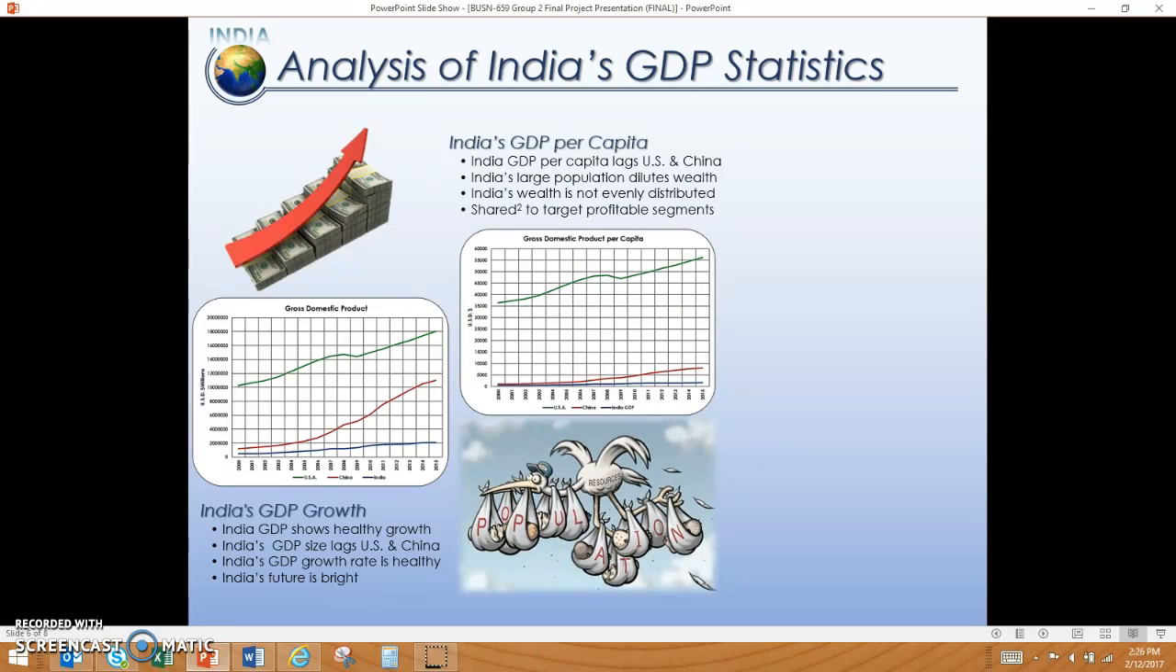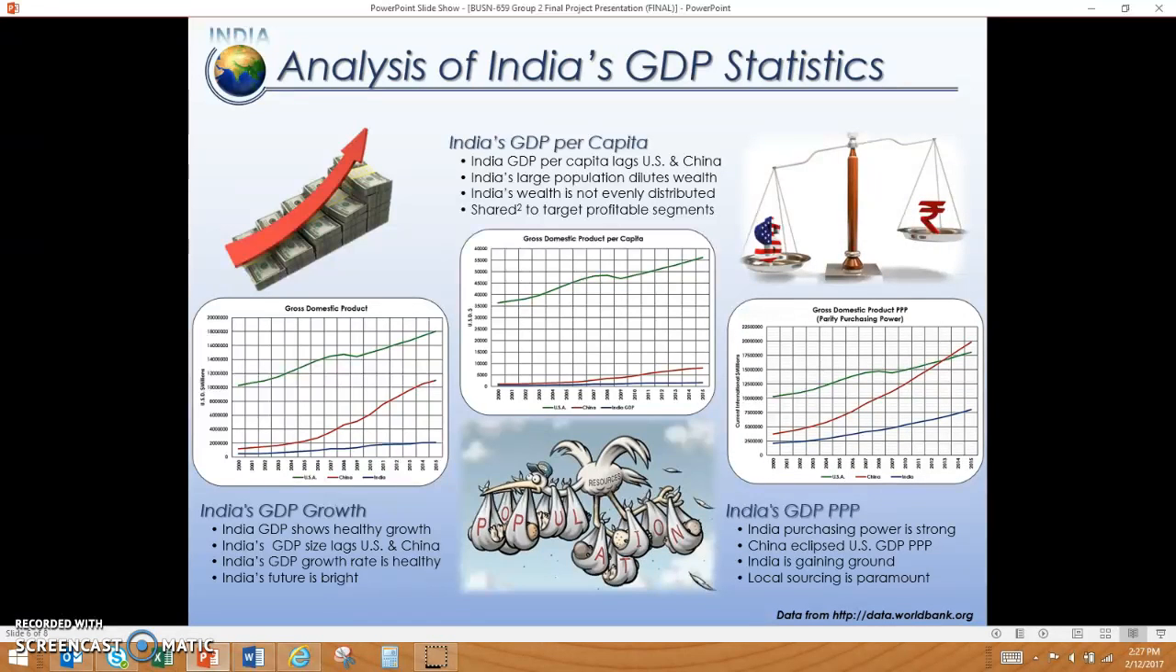Gross domestic product per capita. When evaluating India's GDP on a per capita basis, India significantly lags both the US and China. India has a vast population that dilutes its wealth. China too is a populous nation, but accruing wealth more quickly than India while also limiting its population growth. Care needs to be taken when evaluating GDP per capita, as India's wealth is not evenly distributed. Shared Squared can target profitable segments of the market with higher levels of potential discretionary spending.